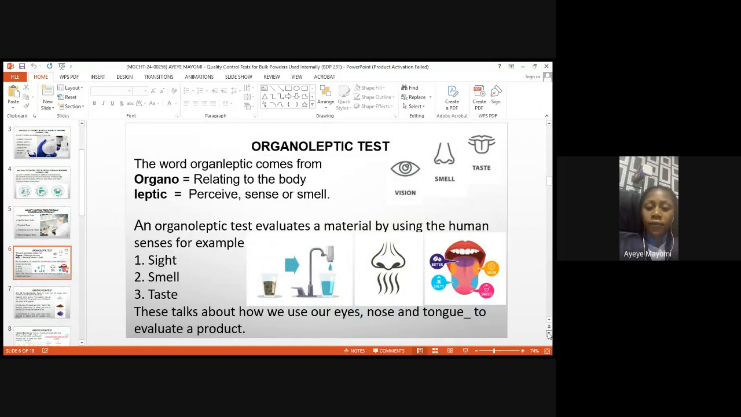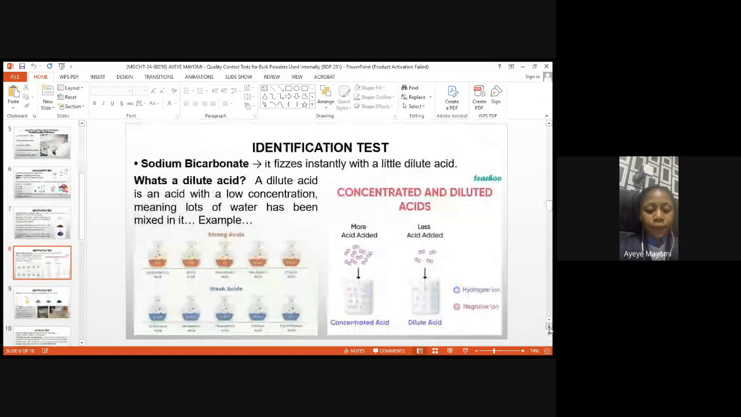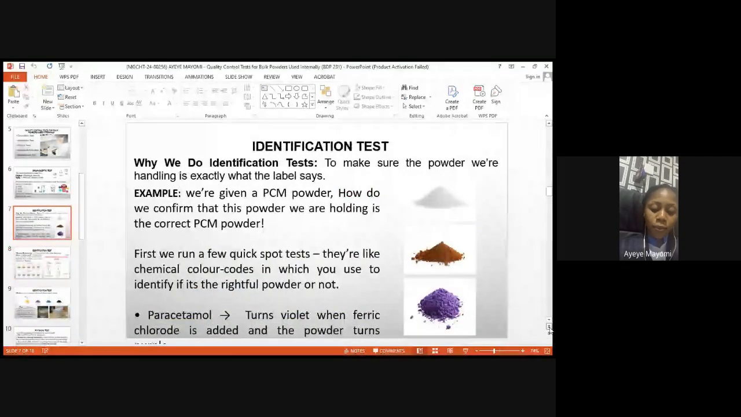Why do we do identification tests? It's to make sure the powder we are handling is exactly what the label says. For example, paracetamol turns violet when ferric chloride is added, and the powder turns purple. Another example is sodium bicarbonate. It fizzes instantly with a little dilute acid.